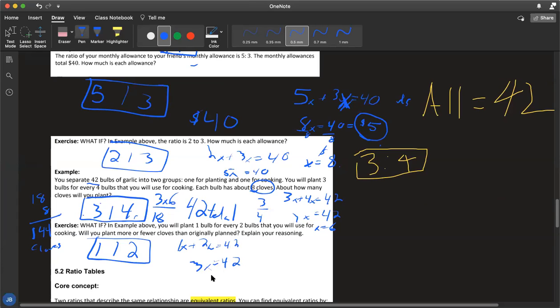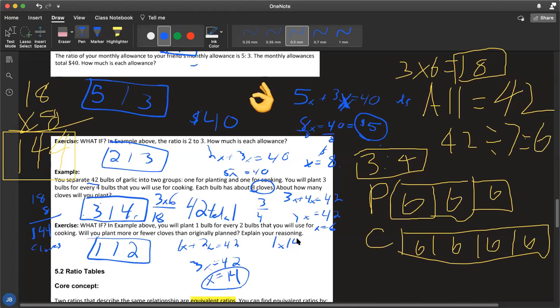And so we can say that x will equal 14. Does that make sense for everybody? And so 14 is just our x. So now we do 1, because that's the ratio, 1 to 2. 1 times 14, we get 14.